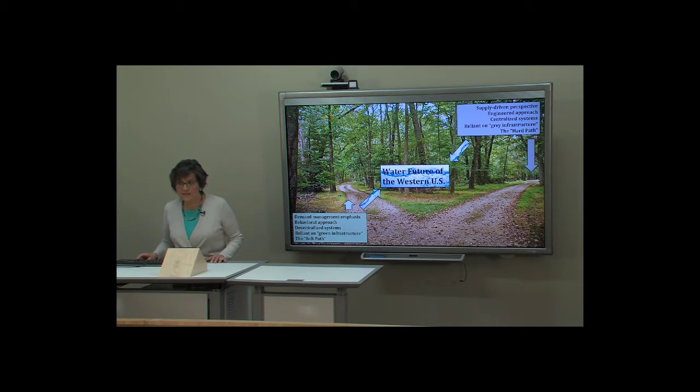We have decisions that we can make that will influence the future. So the decisions we make today will leave legacies, water legacies for future generations. But we have choices to make, and that's part of what you will be exploring throughout the rest of this class.